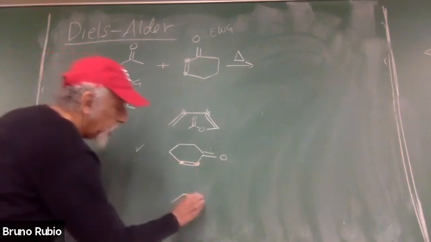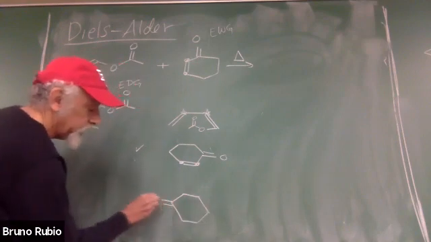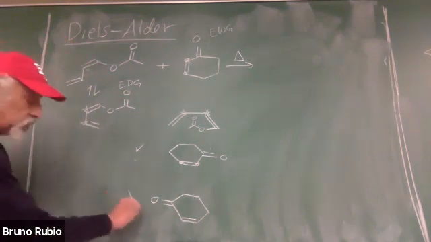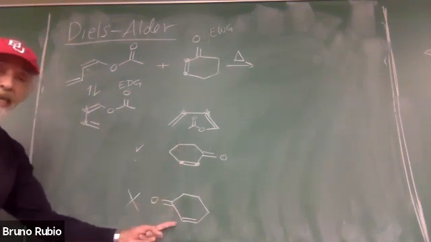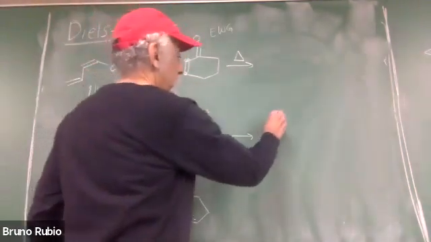The incorrect orientation, or one of the many incorrect orientations that you could come up with, would be that, because this is going to give 1, 3. Okay, so now, time to draw the product.